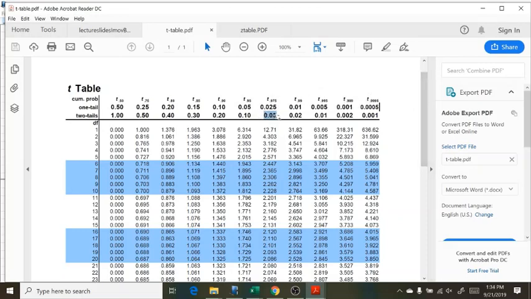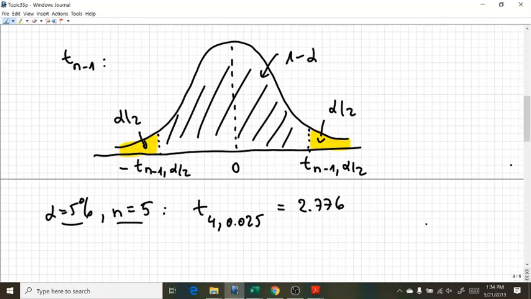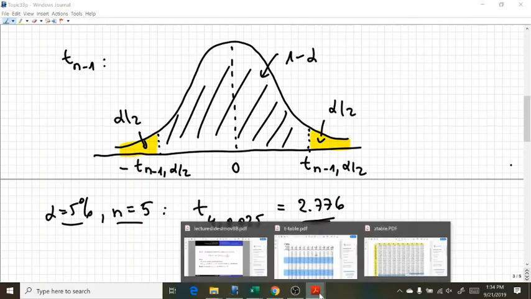So I'm in this column, and I go down until I meet 4 degrees of freedom. These are on the left. You see the degrees of freedom. So 4 is actually here. 2.776 is the number that I got with Excel as well. It's good that we confirm the same number. That's right.